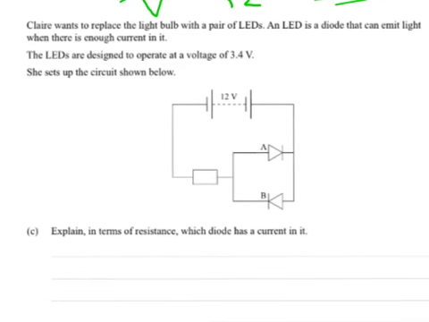Claire wants to replace the light bulb with a pair of LEDs. An LED is a diode that can emit light when there is enough current in it. The LEDs are designed to operate at 3.4 volts, so there's 3.4 volts across them. She sets up the circuit as shown below. Explain in terms of resistance which diode has the current in it.